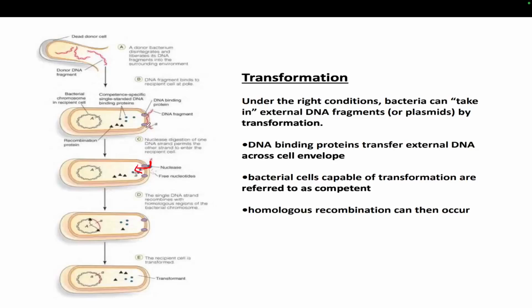Once it is bound, out of the two strands, one strand will be cleaved by nuclease activity, so that only one strand remains, which will go inside. After going inside, it will be integrated into the bacterial chromosome of the recipient cell through homologous recombination. After integration, the cell is called a transformant, because it has now adopted another type of phenotype which was not previously present in this cell. This process is called transformation.